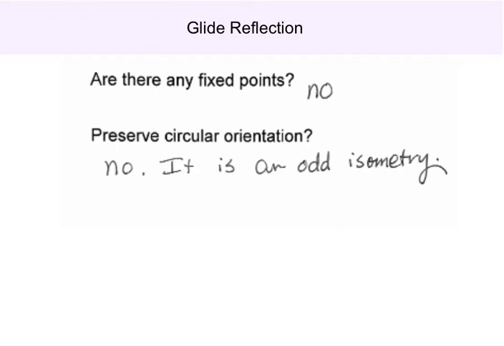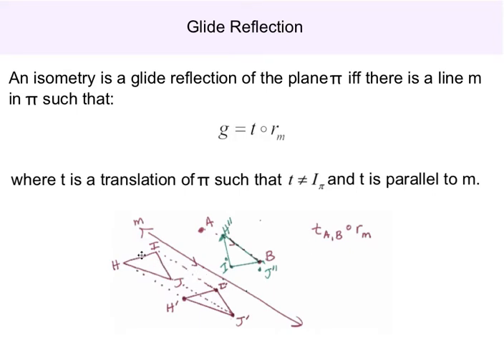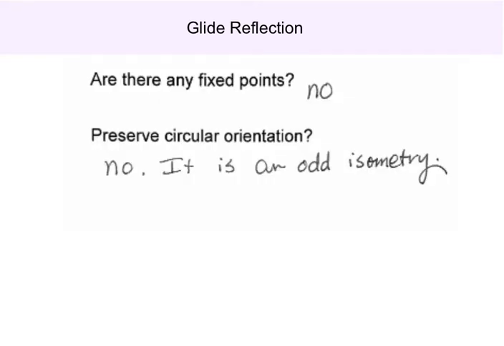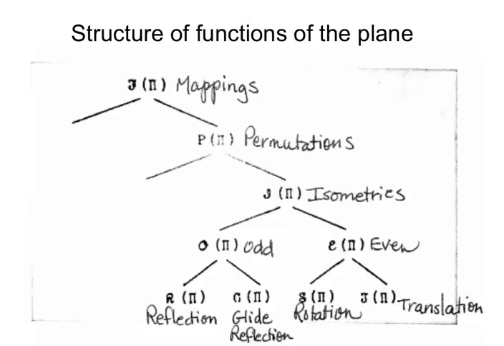So let's go back and look at this a minute. You'll notice first, I'm translating. Translation is the composite of two line reflections. Then I reflect over line M. That is my third line reflection. So while circular orientation is maintained or preserved from the translation, once I do the line reflection, circular orientation is reversed. So it does not preserve circular orientation. And again, it's an odd isometry because I can create it by reflecting over an odd number of lines.